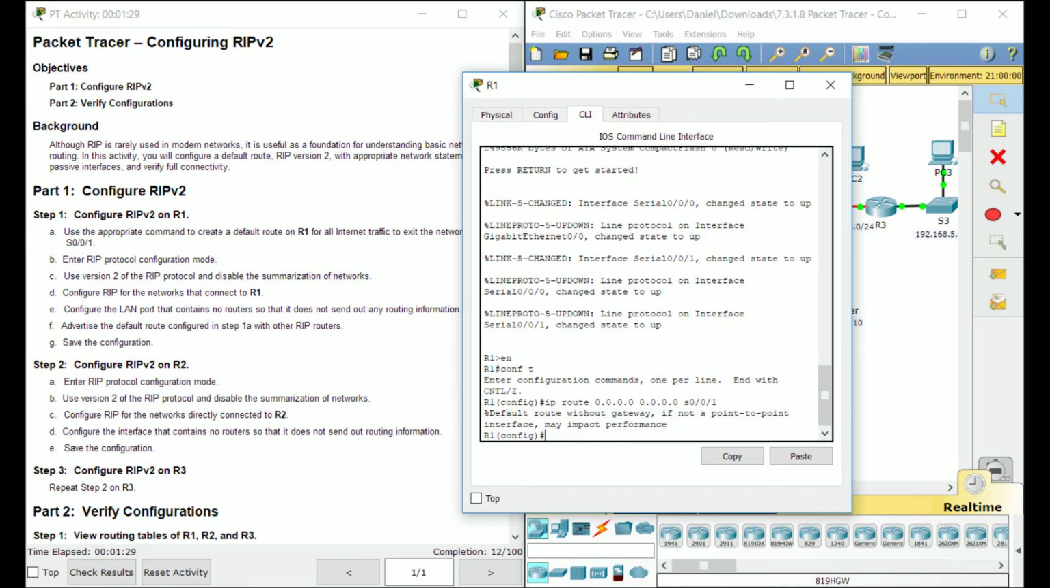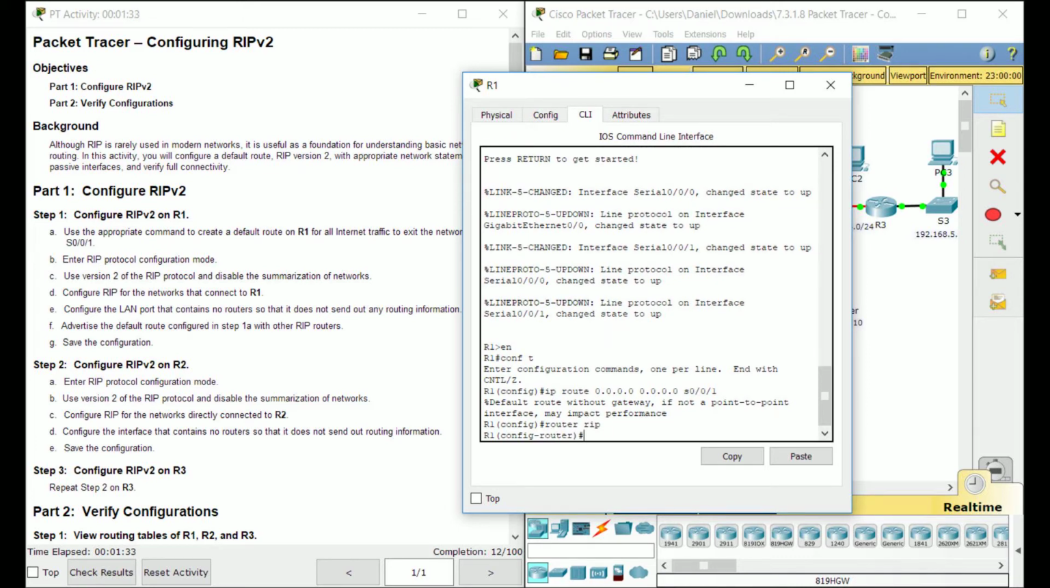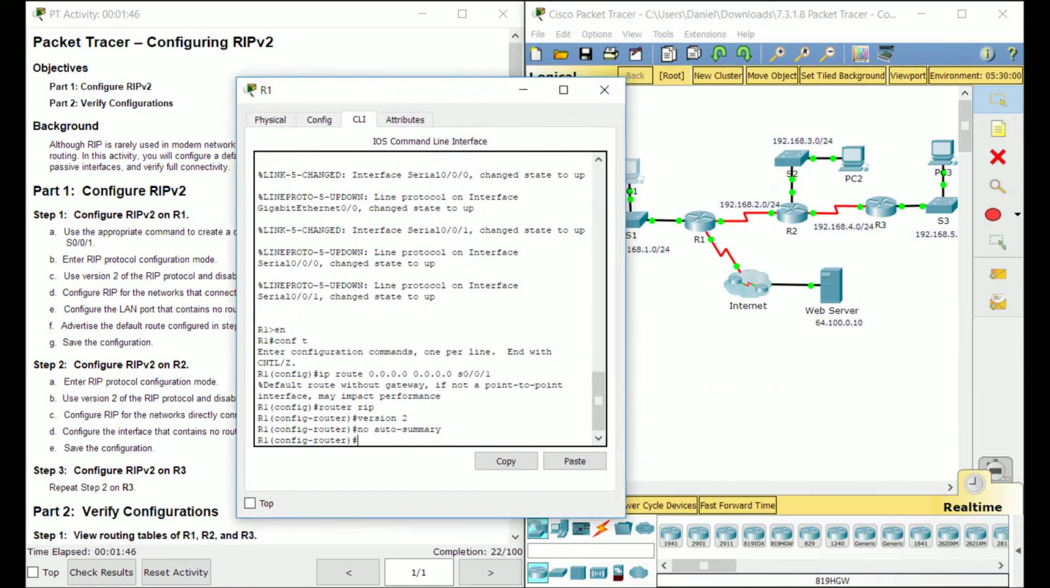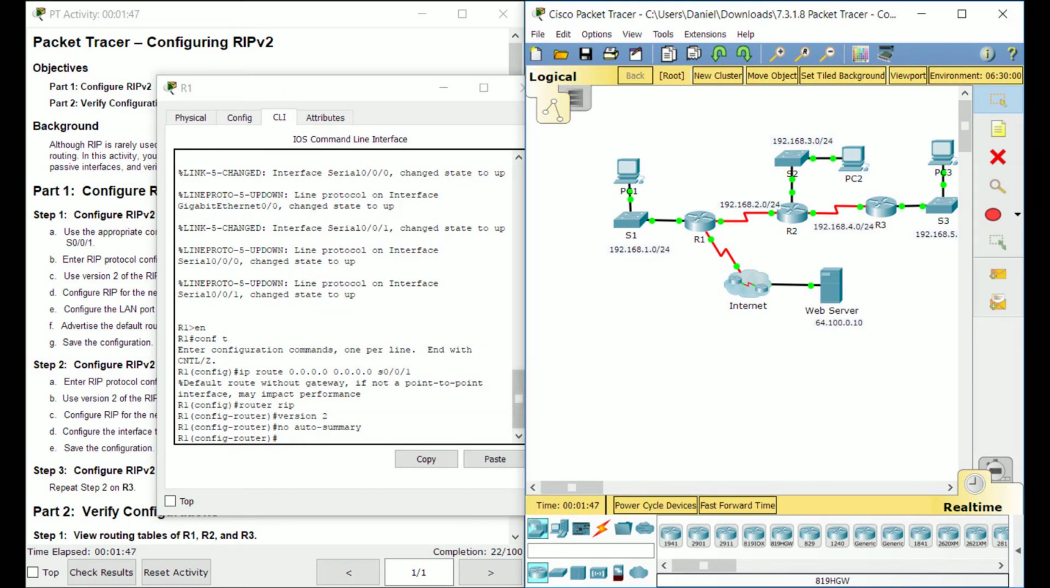All right, so entering RIP configuration mode, just type in router rip. Use version 2 of the RIP protocol, so version 2. Disable summarization of networks, no auto-summary. Configure RIP for the networks that connect to R1, ignoring the internet link because it technically doesn't count since we set a static route to it.